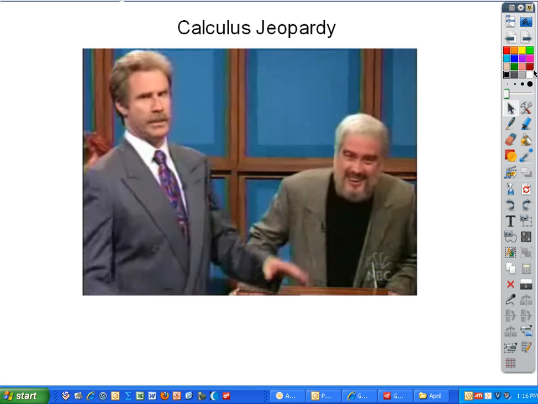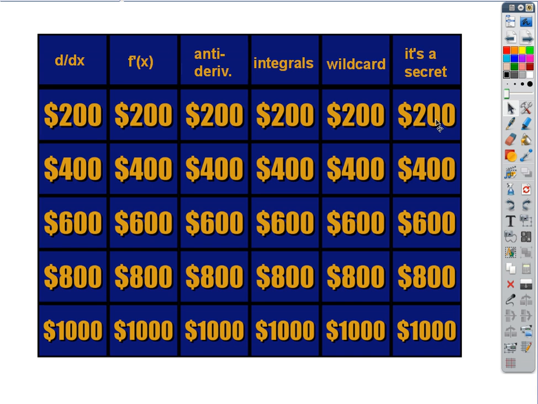Okay, so we're going to play a little calculus Jeopardy. All right, so here's the board. This actually looks fun. It's a secret for 1,000.